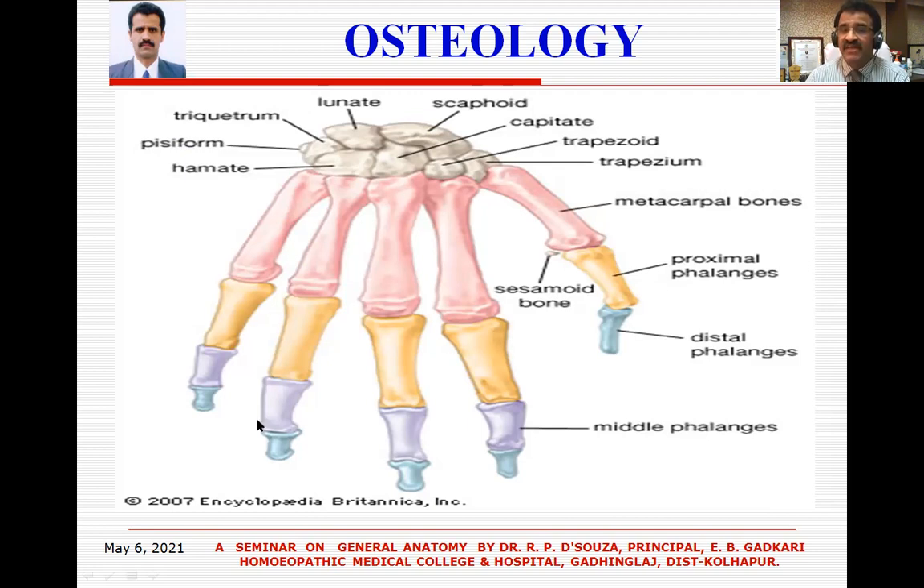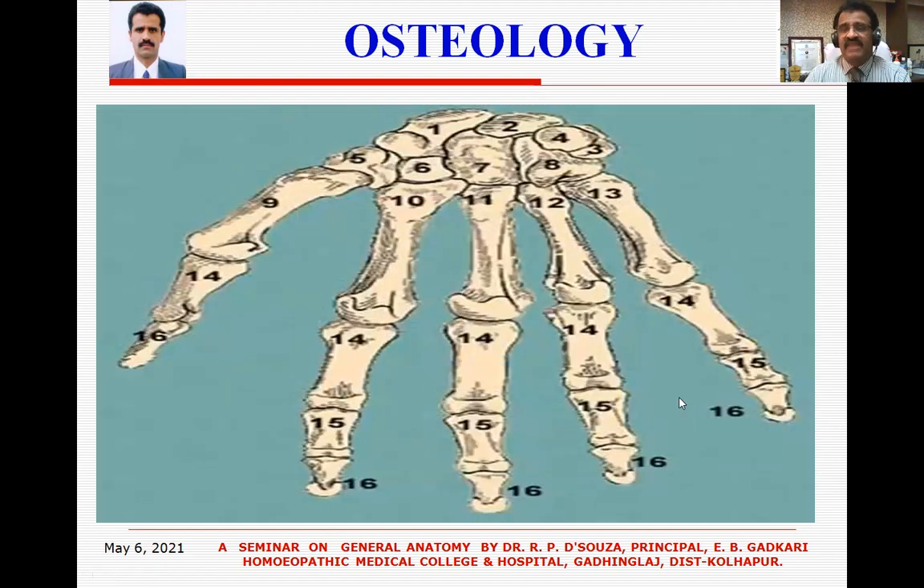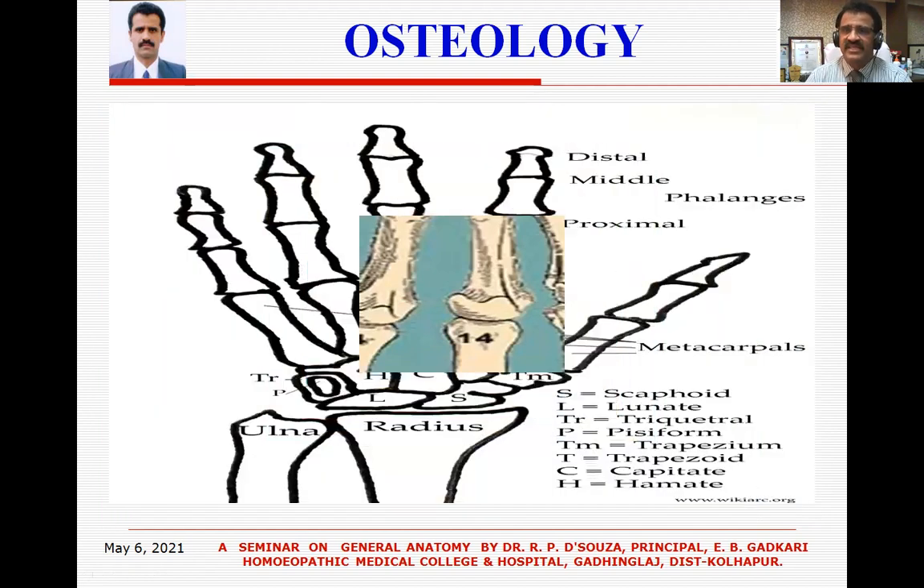And the remaining are phalanges. The yellow color are the proximal phalanges, and the green color are the distal phalanges. In between them, there are purple color middle phalanges. But on the first digit, there is no middle phalanx. There are only 2 phalanges. That is why we get 14. The same phalanges, carpal bones, and metacarpal bones are shown with numbering here.